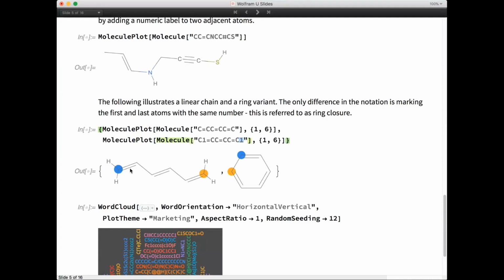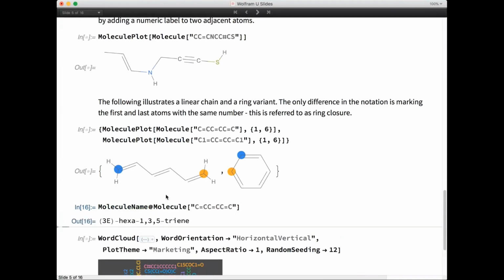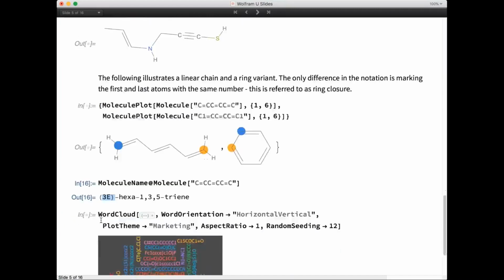let's see, this tricyclo, or this is hexa-1,3,4-triene, something like that, right? And then this is benzene. And actually, we don't need to figure that out. There's a function that came out in version 12.2, and we can look up. So it's 3E-hexa-1,3,5-triene. I was close. I just forgot the stereochemistry, right? Okay.